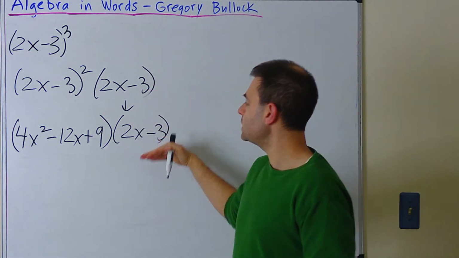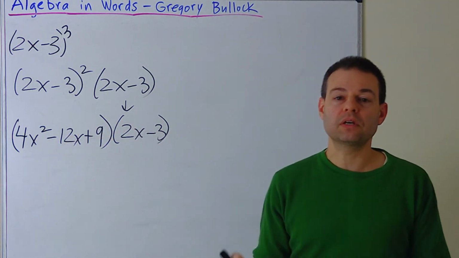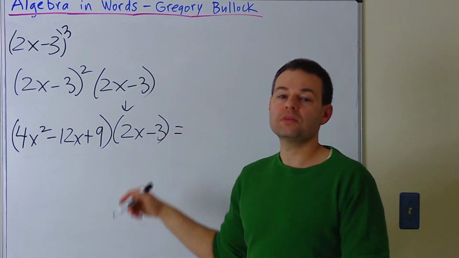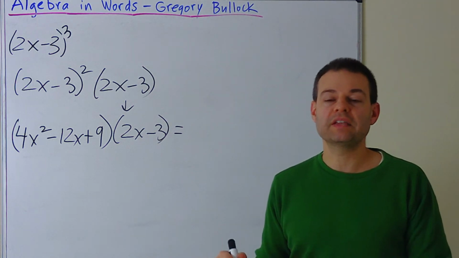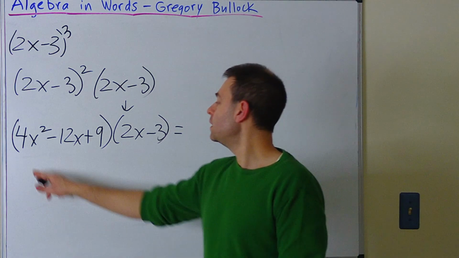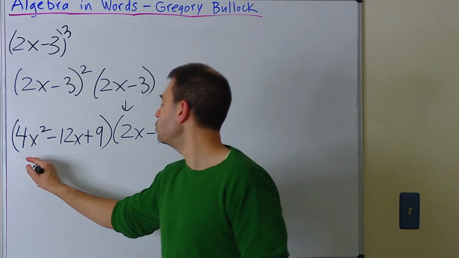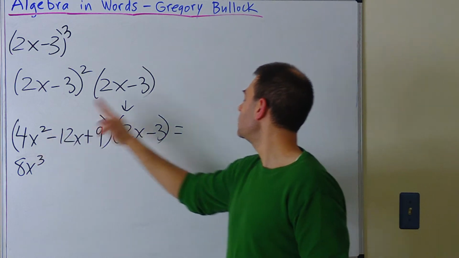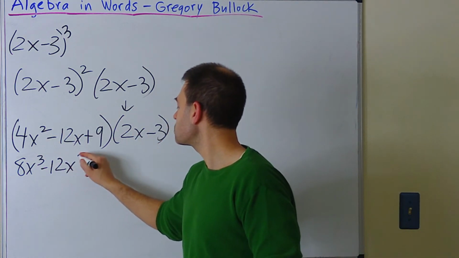I just brought that down, and now we're going to go systematically, term by term, one at a time, and multiply them through. I'm going to write what they equal below so that we can keep this all in the same frame and then see if there are any like terms to combine. So again, we're going to go systematically left to right. First, 4x squared times 2x, which is 8x cubed. Then 4x squared times negative 3, which is negative 12x squared.